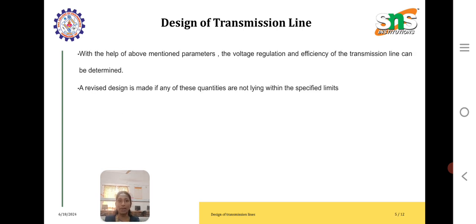With the help of the above mentioned parameters, the voltage regulation and efficiency of the transmission line can be determined. By knowing all the values which we mentioned earlier, we can determine the voltage regulation and efficiency of the transmission line. A revised design is made if any of these quantities are not lying within the specified limits. So if the above mentioned values are not lying within the specified limits, then the design has to be revised.